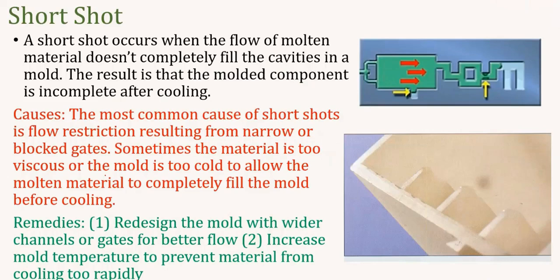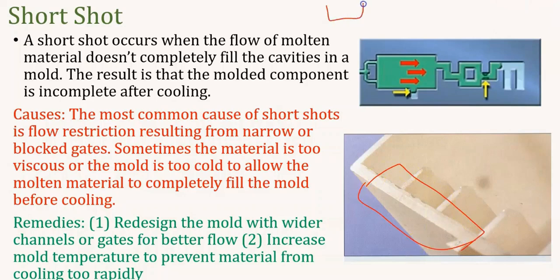And next we are going to see the defects which are caused by the mold. The first one is short shot, right? This is the same as the misrun as you have seen in casting. Short shot occurs when the flow of molten material does not completely fill the cavity in a mold. This results in the molded component being incomplete after cooling. You can see there will be an incomplete part.